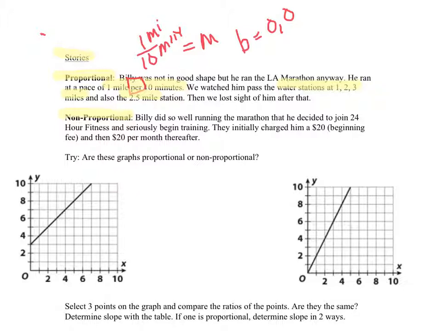So this story can be represented by the equation y equals 1/10 x, and we know that it started at b, so it'll be plus 0, but we're not going to list the 0.